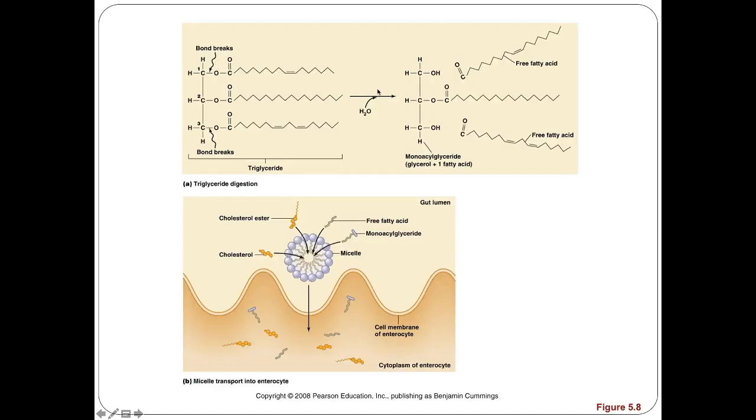Now, the bonds breaking in fat digestion are what this is showing. So you have your triglyceride. The bonds on two of the fatty acids get broken, leaving behind one fatty acid attached to the glycerol. And these free fatty acids can get absorbed into the gut enterocyte. The monoglyceride can also be absorbed into the gut enterocyte or be incorporated into a micelle along with cholesterol and free fatty acids to be absorbed into the enterocyte in that way. So it can either just go directly in as a fatty acid or it can be transported in by a micelle.